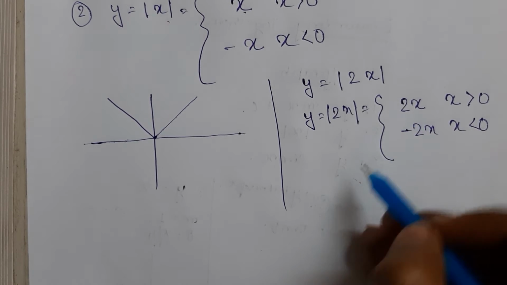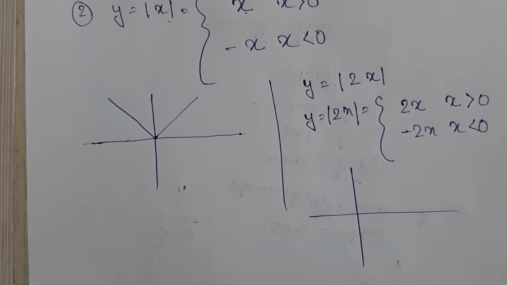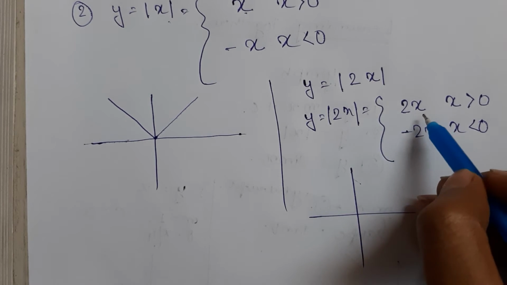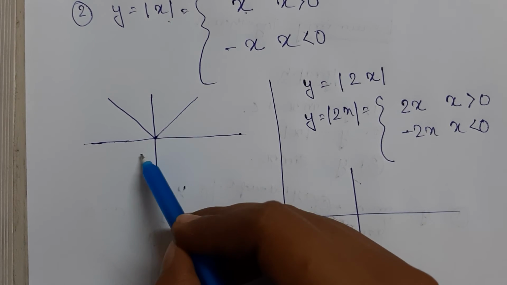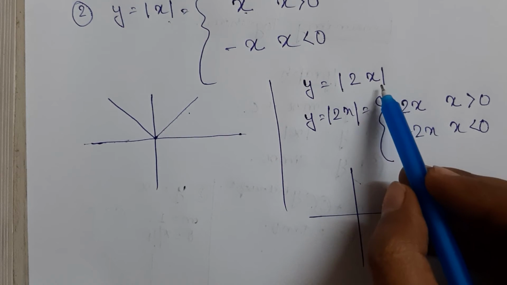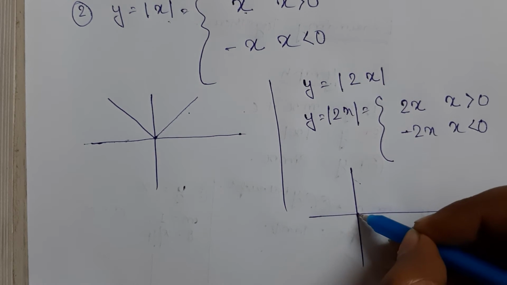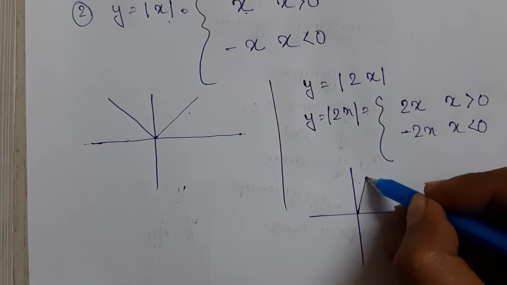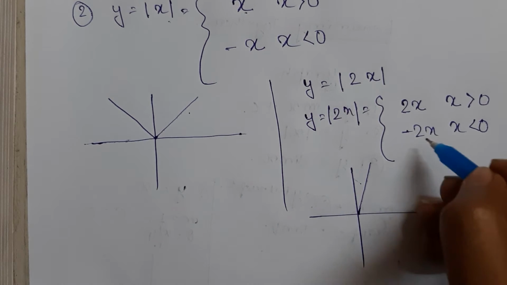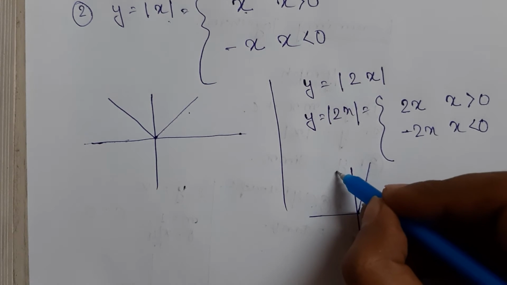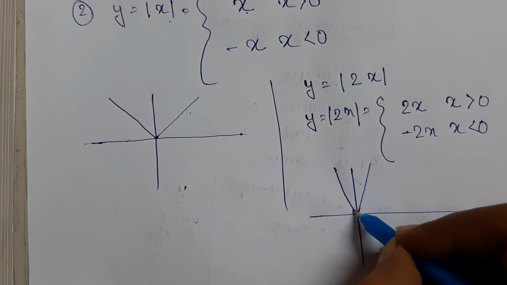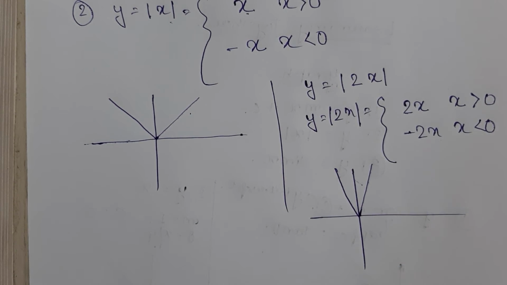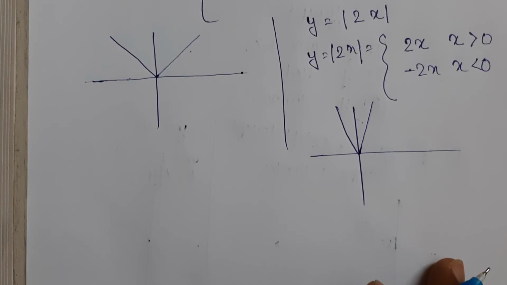So when y is equal to 2x, you know now when y is equal to 2x, y is equal to x was like this, right? When y is equal to 2x, then the slope will be like this. And when y is equal to minus 2x, similarly it will be like this. It's very easy.